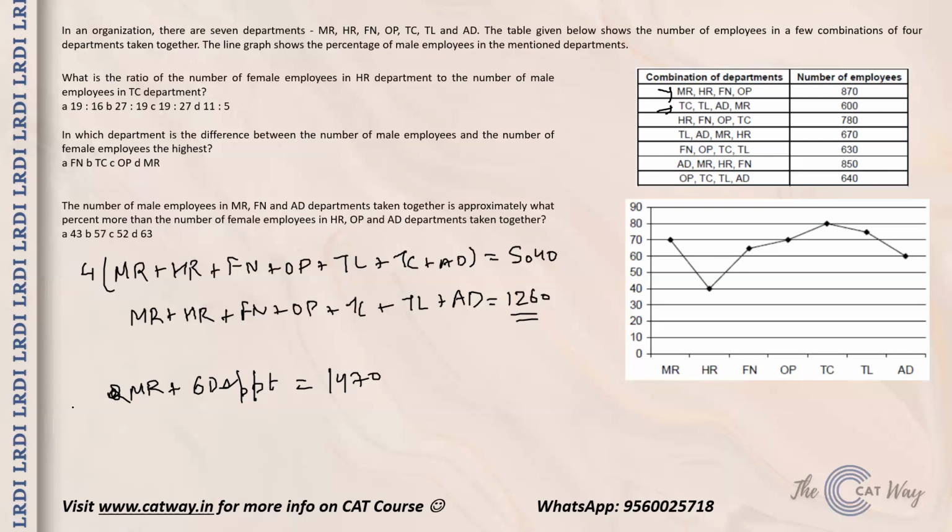Now if you write this, do not write it as 2 MR, write it as MR plus MR. So this MR plus these 6 departments is basically the total, right? So MR, what do you get? MR you get 1470 minus 1260. So the value of MR you basically get as 210.